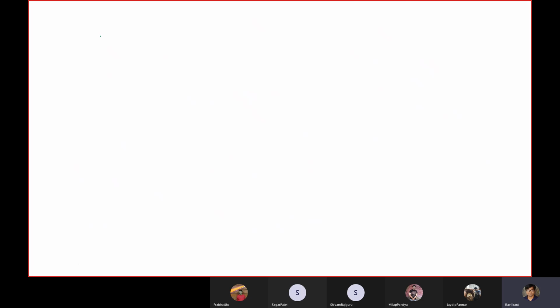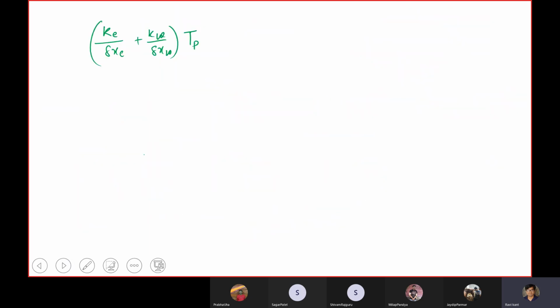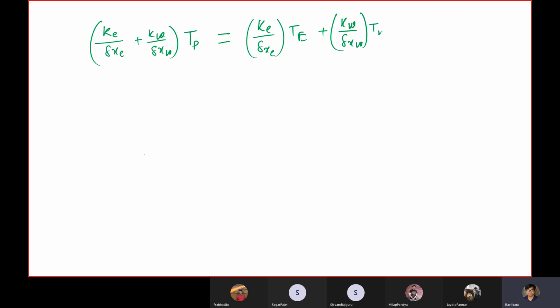Okay, now when I write KE over delta xE plus KW over delta xW, and this will be my TP variable here. So TP is here and I have clubbed both on one side, is equal to KE over delta xE, clubbing this, writing TE, plus KW over delta xW TW minus S delta x. Okay, if you do it properly, you will get these equations.